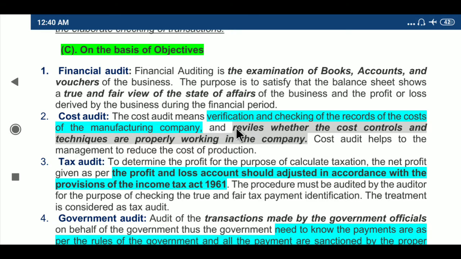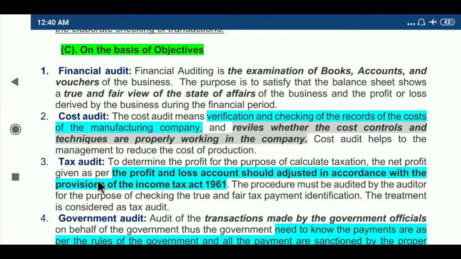Cost audit means verification and checking of the records of the cost of the manufacturing company and reveals whether the cost controls and techniques are properly working in the company. Cost audit helps the management to reduce the cost of production.